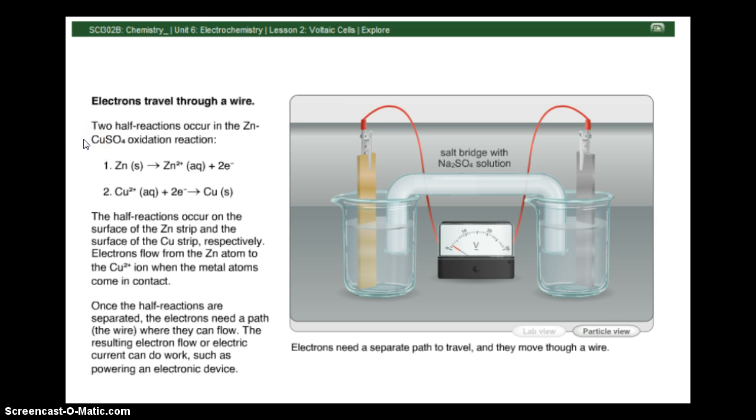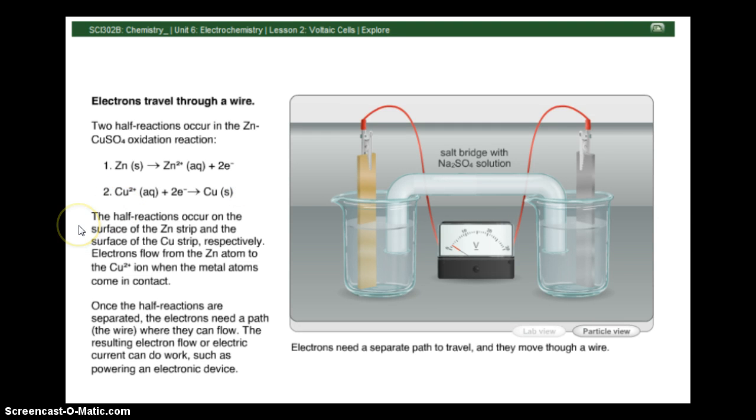Two half reactions occur in the zinc copper sulfate oxidation reactions. So we have our solid zinc, and it breaks down into zinc, which is aqueous, so in solution, plus 2 electrons. We have our copper, which is plus 2 in the aqueous. It's going to grab those 2 electrons and become copper solid.